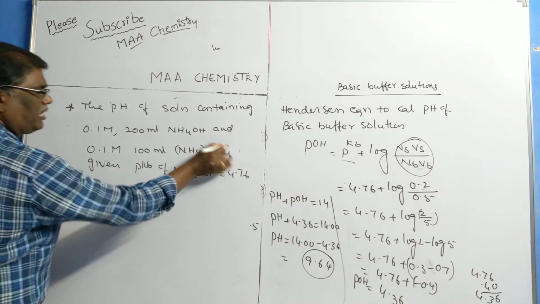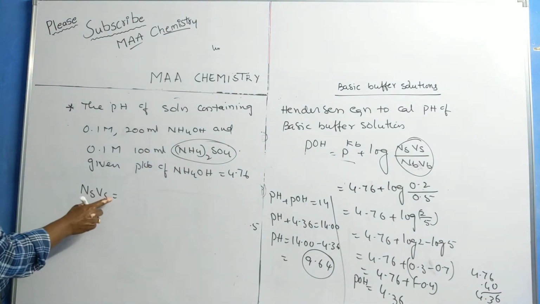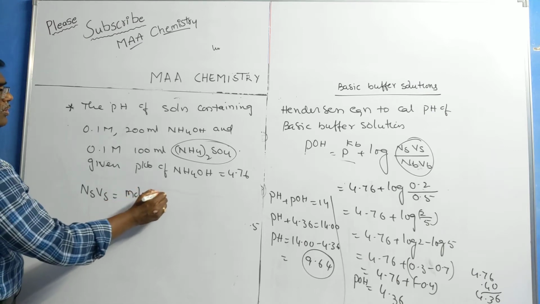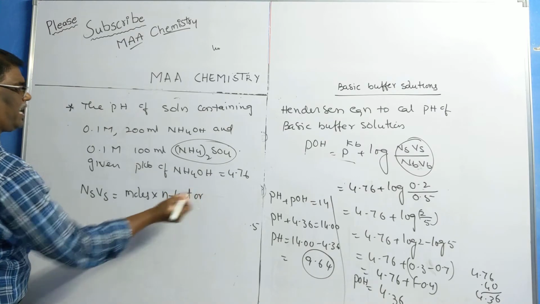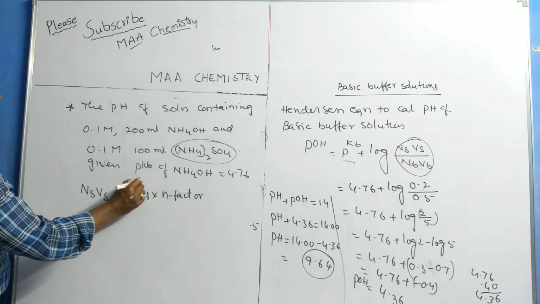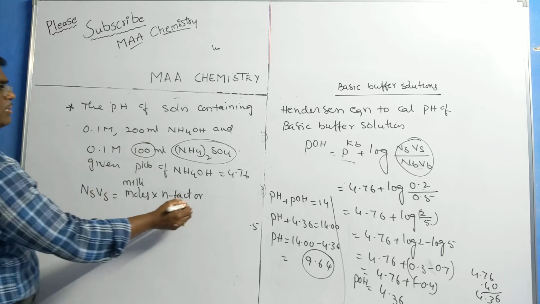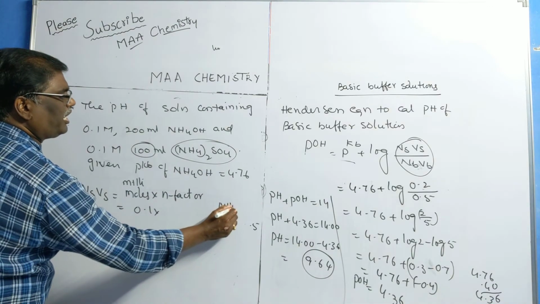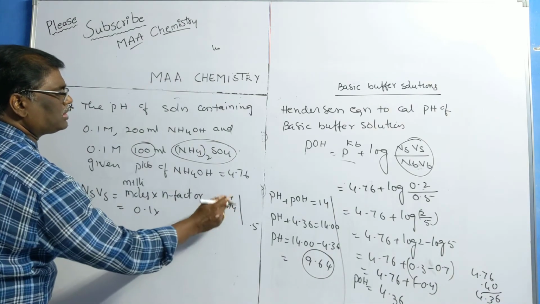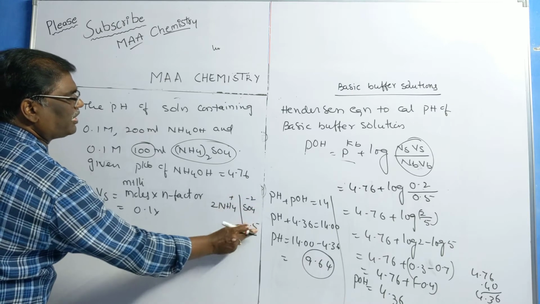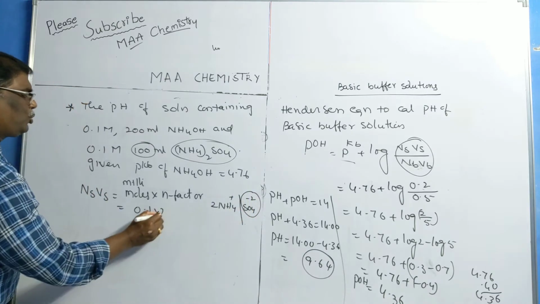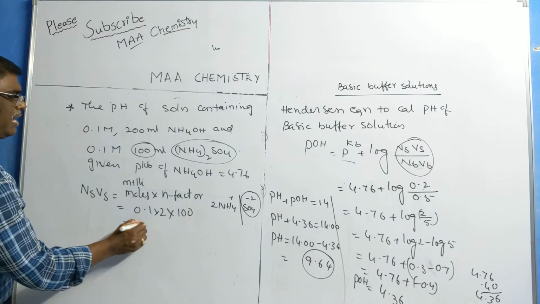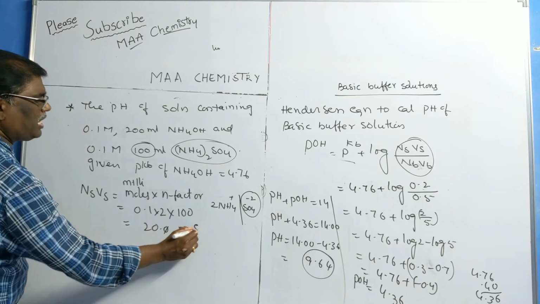Now first you take the strength of salt. What is the salt given? This is the salt. So NSVS represents equivalent weights. Here equivalent weights are taken as moles into n factor. So we are getting millimoles here because volume is taken in ml. So what is the value? 0.1 into the n factor for ammonium sulfate, which has 2 moles of NH4 plus and 1 mole of sulfate. That's why the n factor is taken as 2 here. So into 100, we are getting 20.0 milli equivalent weights.